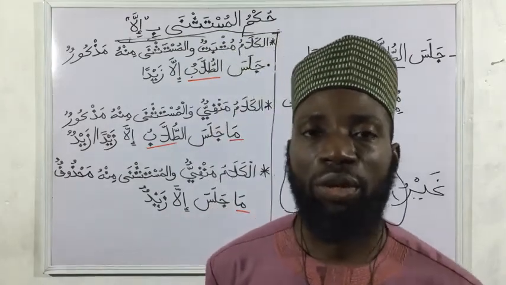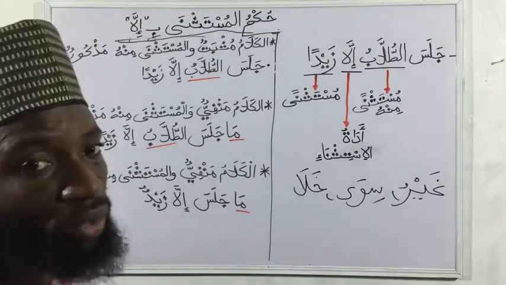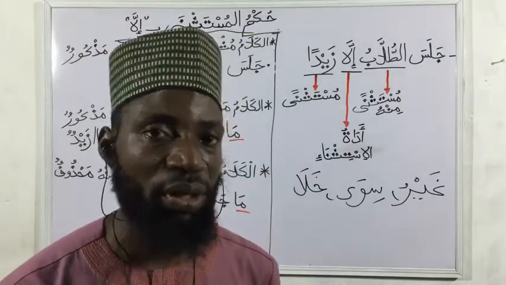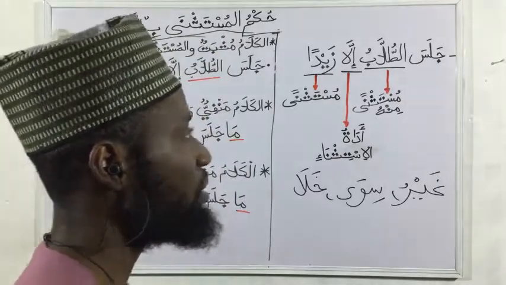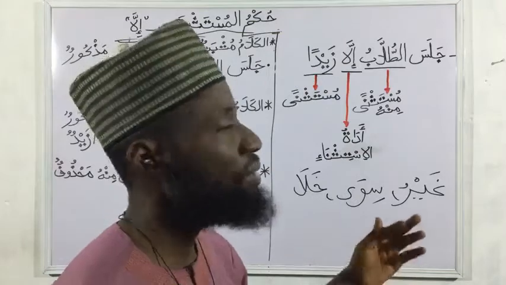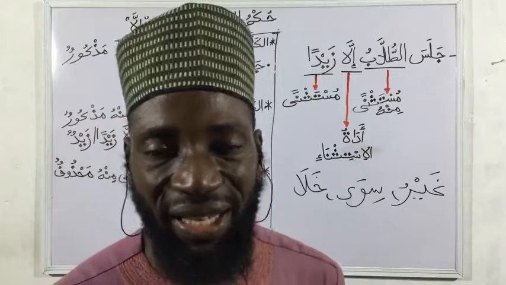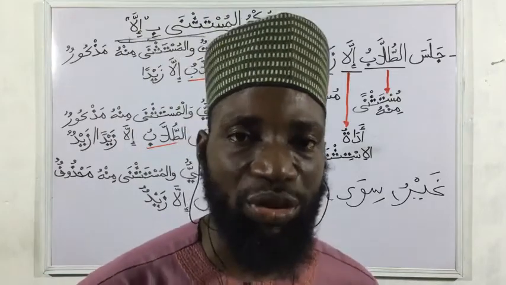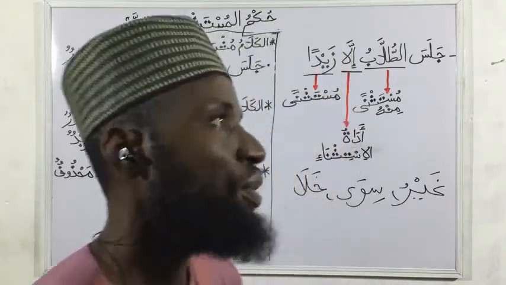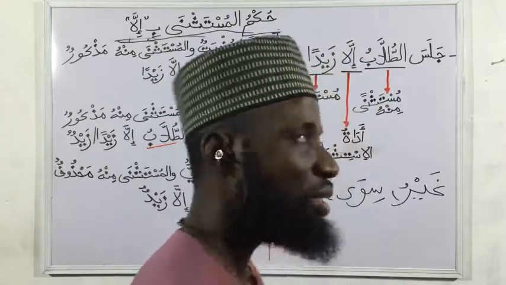Now, today we are looking at al-istisna, which means exception. If you recall, last week we treated al-istisna, exception, and introduced the topic. Istisna is just when there is a general event, but there's an exception. So the exception is what we term as what? Al-istisna. So when we have a sentence, for instance, we have made an exception in that sentence. Such will be called istisna.